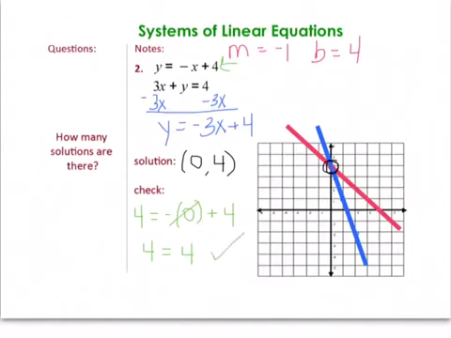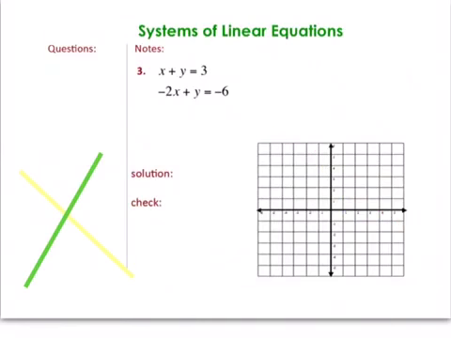Yep. So I know without a shadow of a doubt that this is the solution to my system. Now over here we see a big question, and it says how many solutions are there? If I look at my two lines, how many times do they cross? Well, they only cross once, so there's one solution.